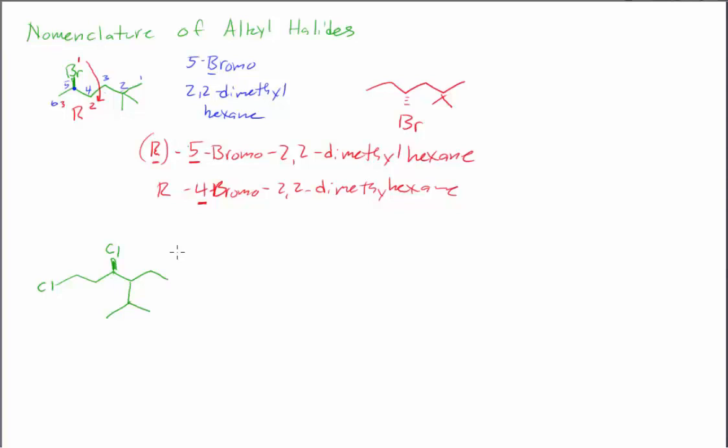If they have the exact same name following the exact same rules, they are the same. If their name differs in any way, again following the exact same rules, they are either constitutional isomers, as I've shown you here, simply by moving the bromine, or they could be completely different molecules, or they might just be stereoisomers if we change R to S, for example.